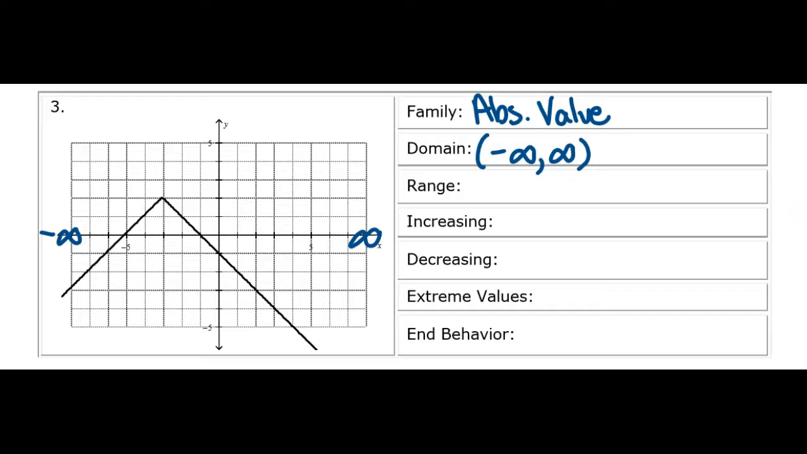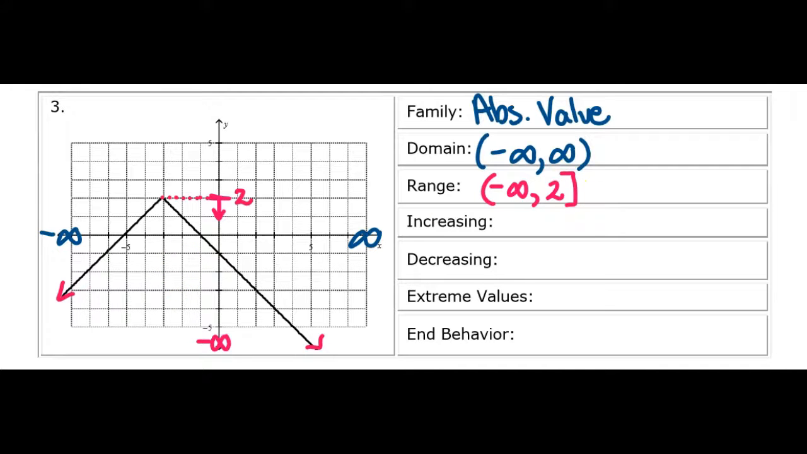So let's take a look at the range. So if we take this top point and drag it over to our y, we can see the highest this graph goes is y equals 2, and then the graph goes down from there. So everything 2 and below to negative infinity. So I would say negative infinity up to 2. And we are including 2 on the graph.